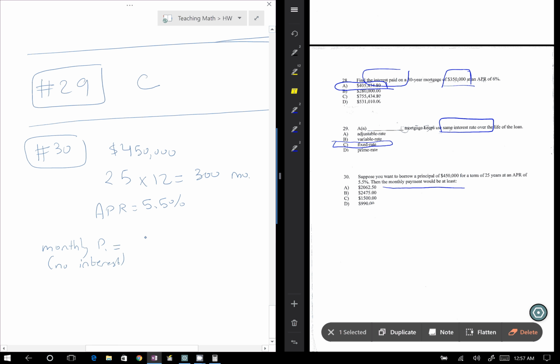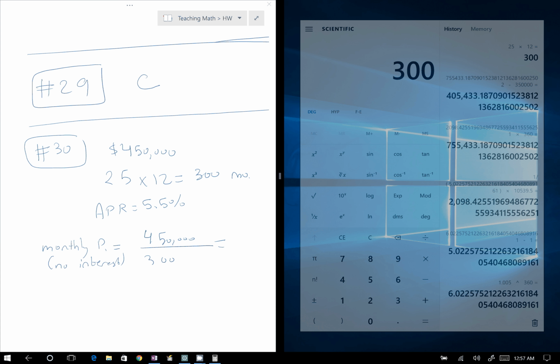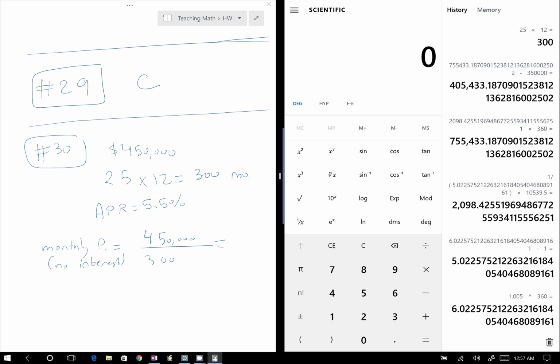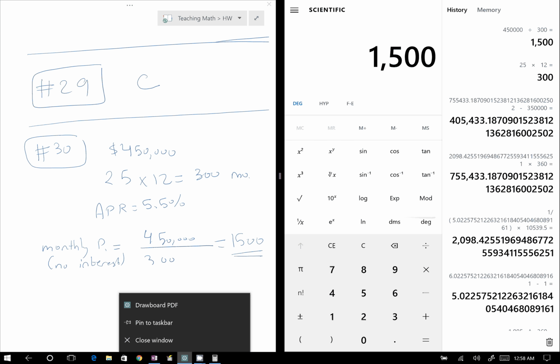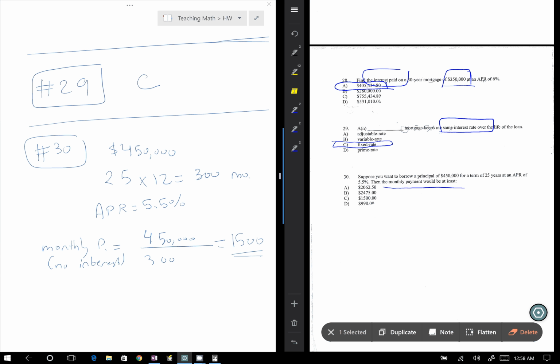Monthly payment, no interest. That's equal to 450,000 divided by 300 terms, so that's 1500 at least. Let me see if my answer makes sense. Now I do have a 1500, but I'm not sure if that's the answer. So maybe it's more. The answers are close. I know that this eliminates the D, but I still have to check the others. So let's not take shortcuts.